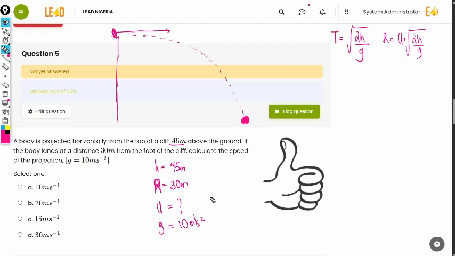So either way, it cancels out, right? If you're going to go negative 10 meters per second squared for your gravity, then your range should also be negative 30, all right? Or if you're going to go positive, you go positive also, just putting that out there.